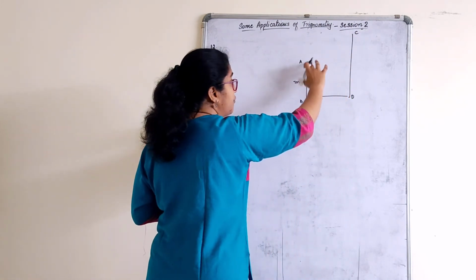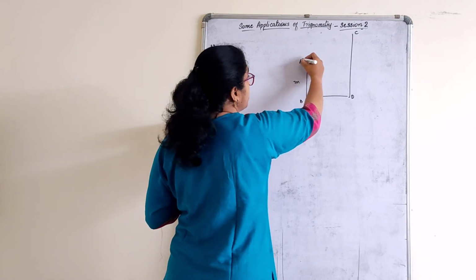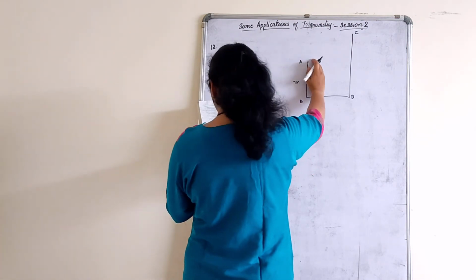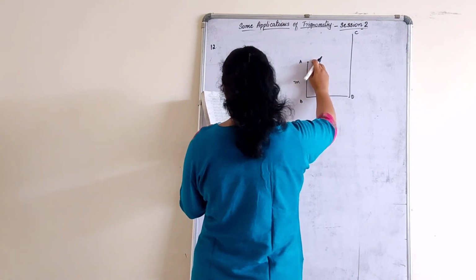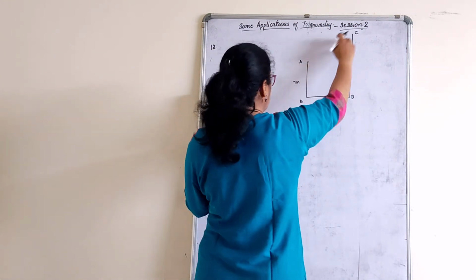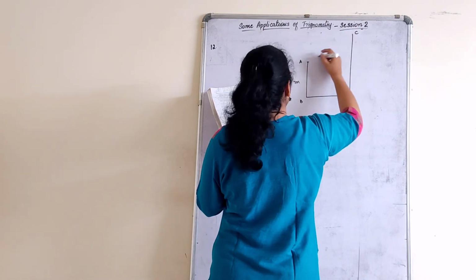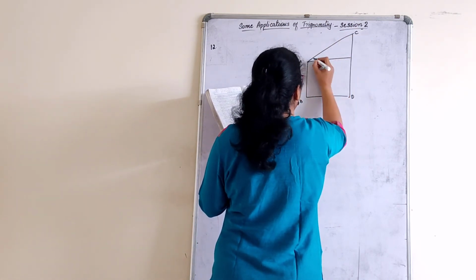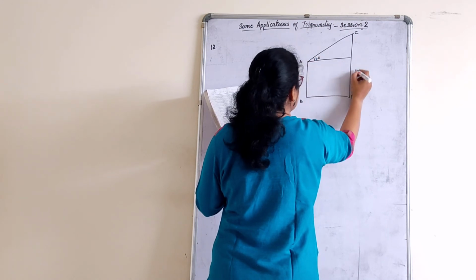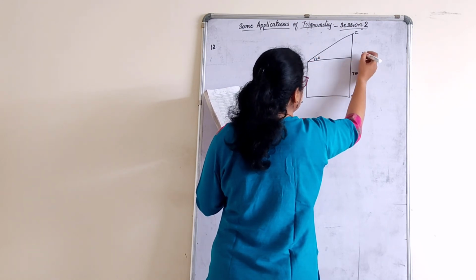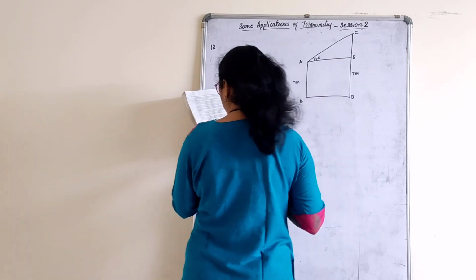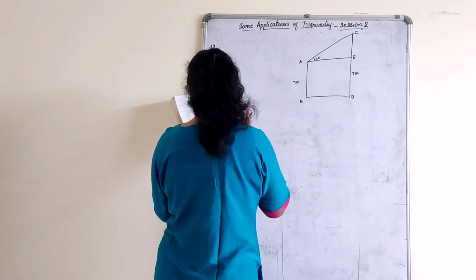Read once again. From the top of the building, if you want, you can also write here somewhere as top and this is foot. From the top of the 7 meter high building, the angle of elevation of the top of the cable tower is 60. If it is there, then this line has to be joined. 60. Then this is also 7 meter till here. So we'll consider this point as E.